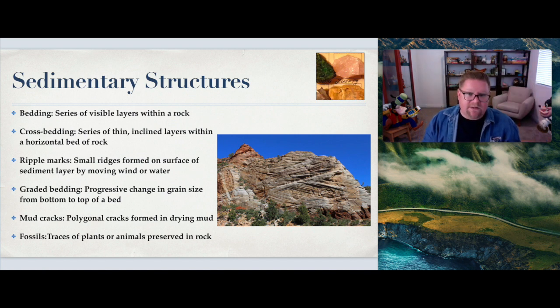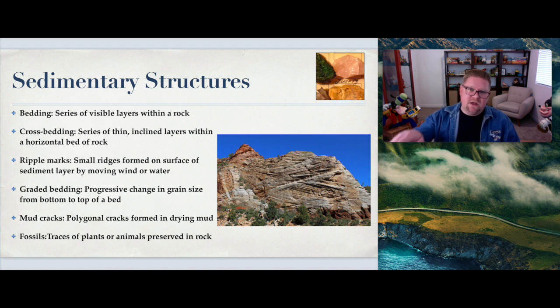But maybe it gets more complicated. Maybe instead of being just a flat sand, you experience cross bedding. Maybe you have sand dunes and the winds change directions over eons, and then because of lithification, those sand dunes get stuck. You get something that looks more like this. This photo is a great example of cross bedding, which is a series of thin inclined layers within that horizontal bedrock. We also may see ripple marks, which are small ridges formed on the surface of sediment layers by moving wind or water.